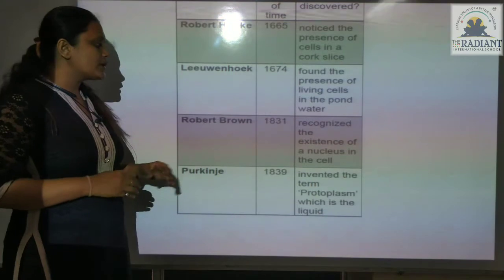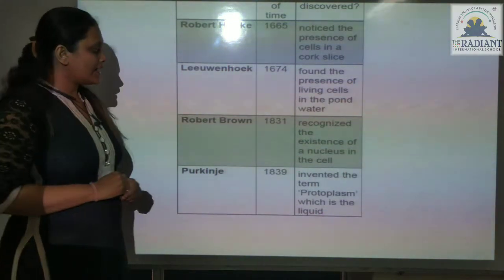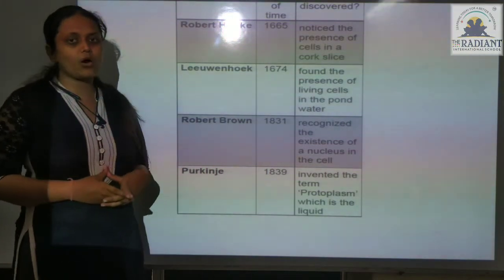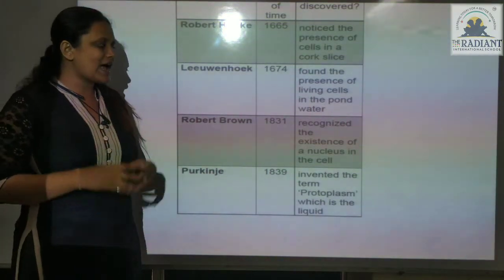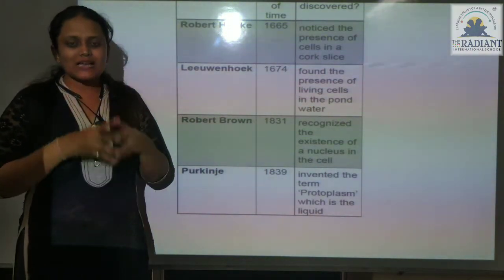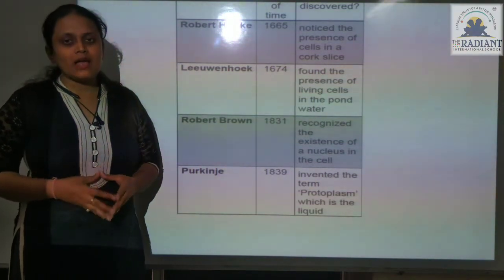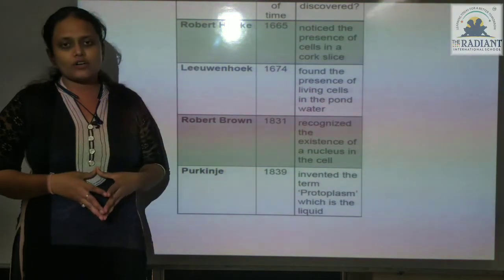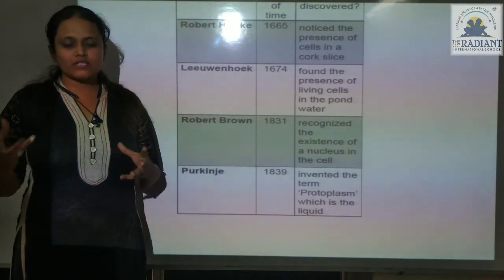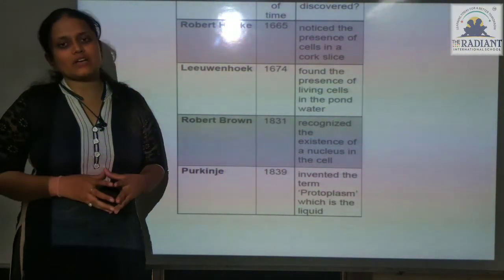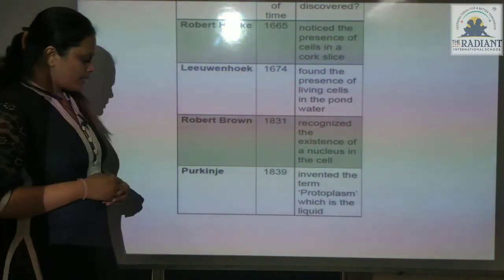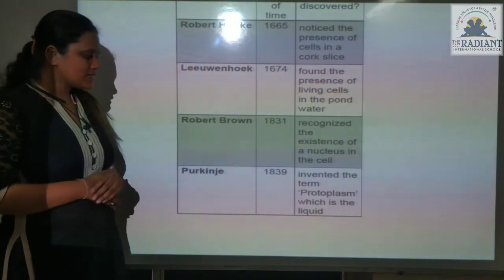Then came Robert Brown in 1831, and he recognized the existence of the nucleus in the cell. Robert Brown was the one who found that a cell also contains a nucleus, which is responsible for all the major functioning and activities of the cell, and hence it is also known as the brain of the cell. Then came Purkinje in 1839.